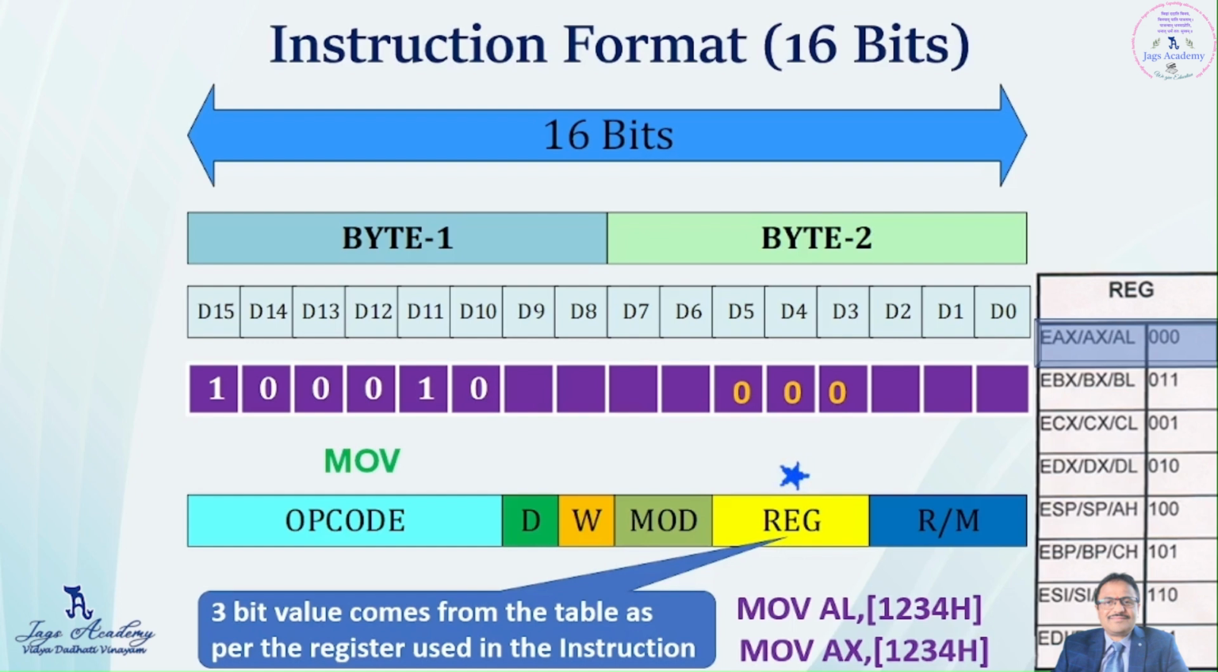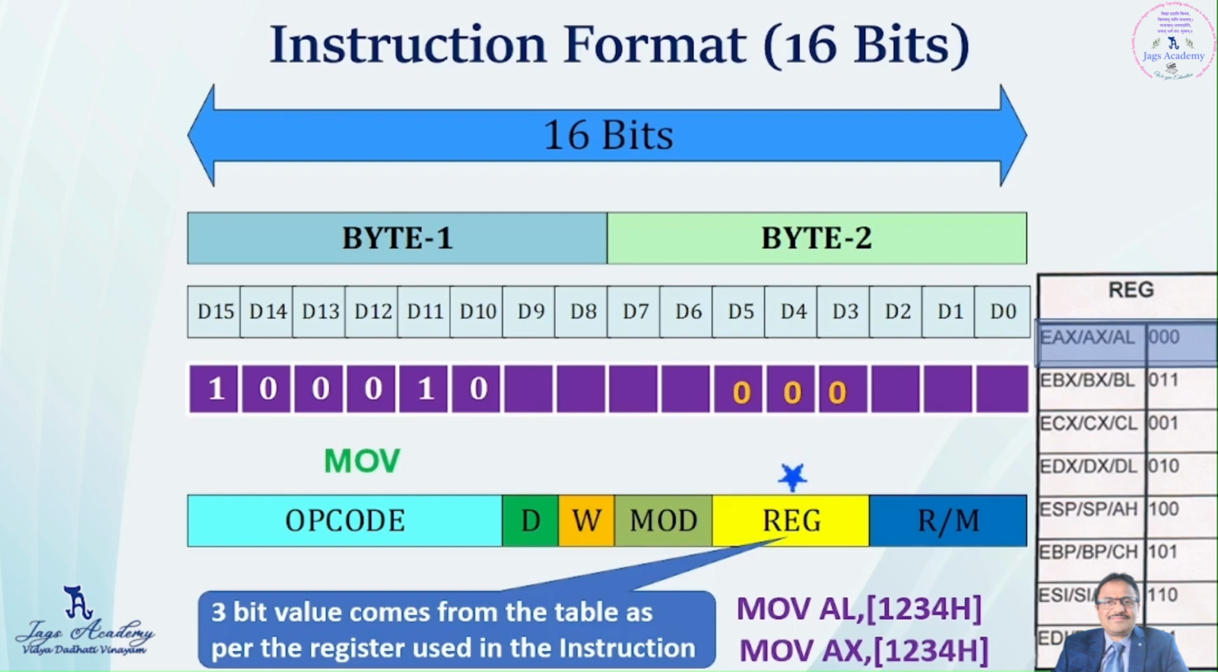Listen carefully. This is also coming from a table. It's very easy. If you know how to see the table, you can easily do that. This mod bit and R/M is also coming from the table. Now see this instruction. In that instruction, we have seen that data is going to the register, right? We have indicated in D bit, and also which register we have indicated here.